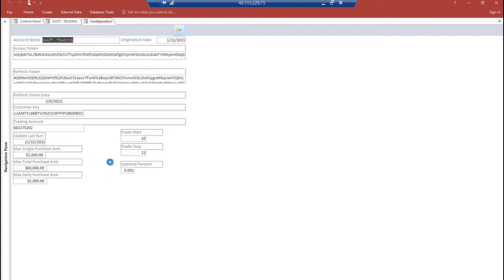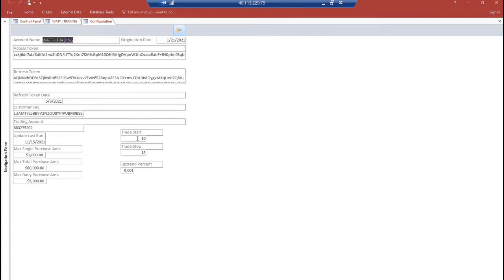You can see my cursor's busy right now. It's running in the background. It's downloading new stock prices right now. My max daily purchase amount is $5,000, and that's really to protect against market anomalies. I don't want to buy more than $5,000 worth of stocks a day in case we have some kind of a crash and the bot goes nuts. I don't want it to spend all my $60,000.